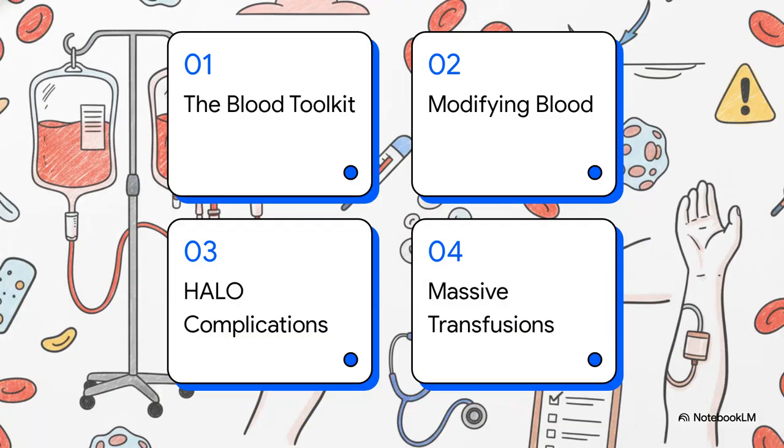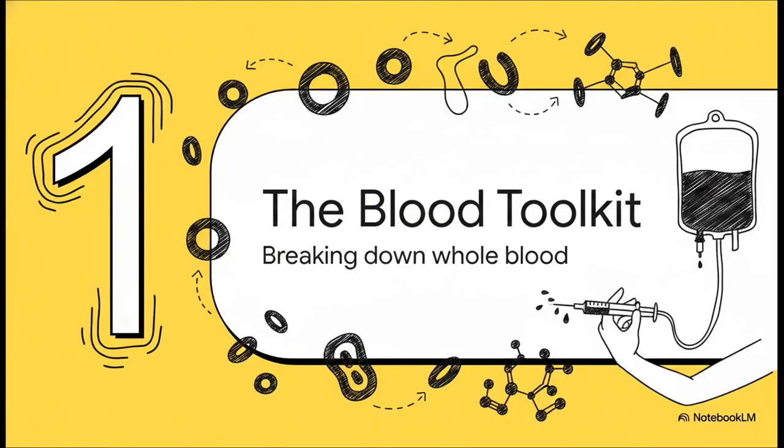To answer why, we'll follow this roadmap. First, the blood toolkit. Second, modifying blood products. Third, the halo of complications. And finally, massive transfusion protocols. All right, let's jump straight into Section 1, the blood toolkit, breaking down the components of whole blood.